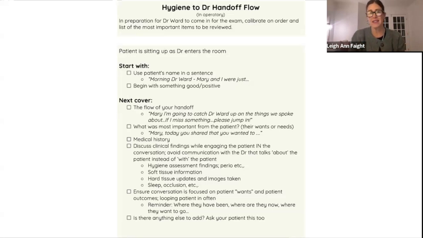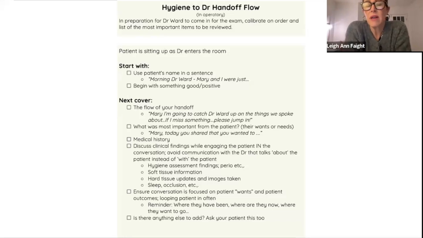He always asked us, can you in some way, shape, or form mention the patient's name, not in an awkward way like, oh, doctor, here's Mary, but maybe saying good morning to your doctor as he or she is walking in, and Mary and I were just catching up, or we were happy to see you, mentioning something good or positive. These again are taken from several docs.